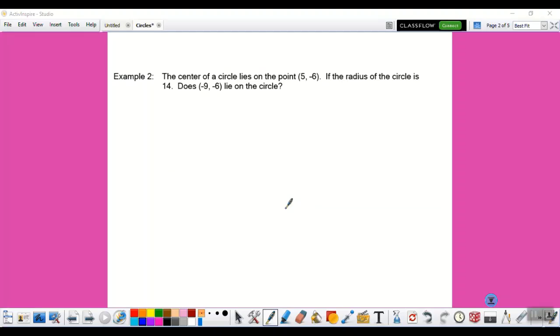Example number 2. The center of a circle lies on the point 5, negative 6. If the radius of the circle is 14, does negative 9, negative 6 lie on the circle? So the first thing we need to do is write our equation for the circle. Since this is the center, this would be H and K, and 14 would be R. So x minus 5 squared plus y plus 6 squared equals 14 squared.